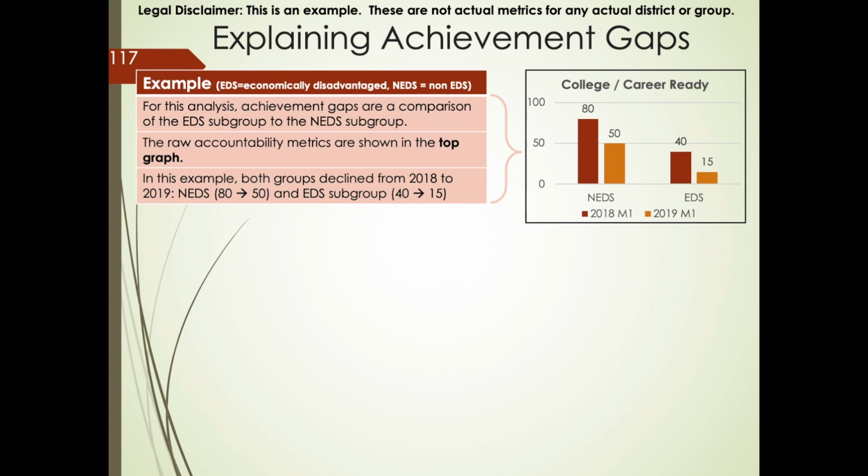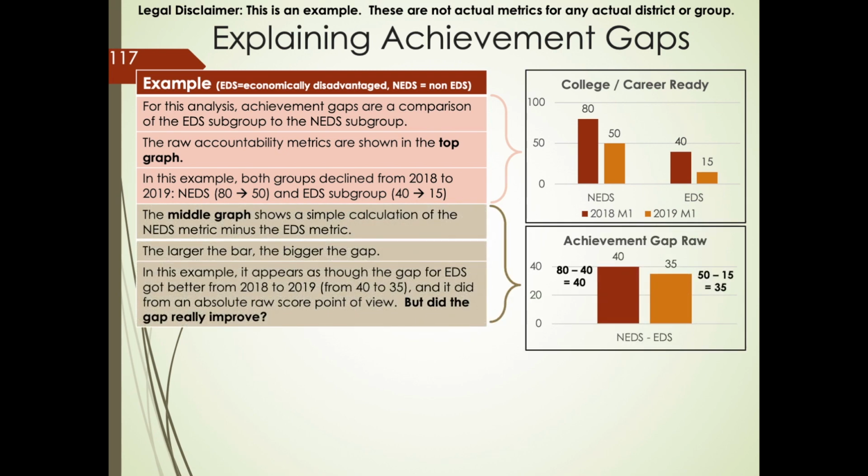In this example, both groups declined from 2018 to 2019. So NEDS went from 80 to 50, and the EDS subgroup went from 40 to 15. The middle graph is going to show a simple calculation of the NEDS metric minus the EDS metric. The larger the bar, the bigger the gap. So in other words, the 40 is calculated by subtracting 80 minus 40 equals 40. And then the 35 is calculated by 50 minus 15 equals 35. So those are the respective gaps for these two groups for 2018 and 19.